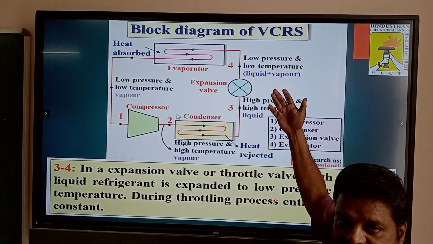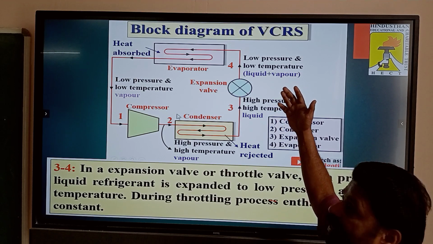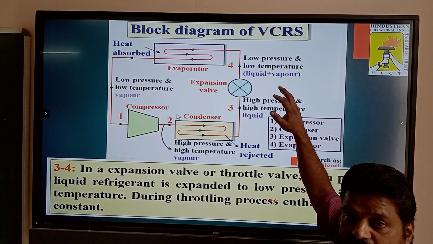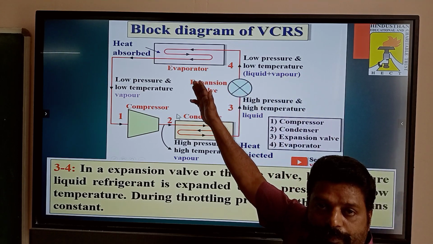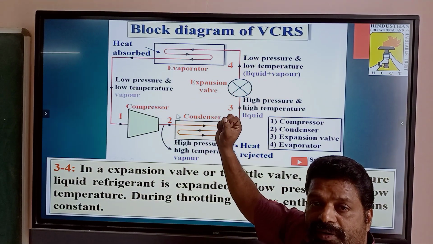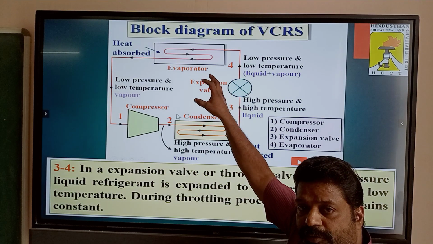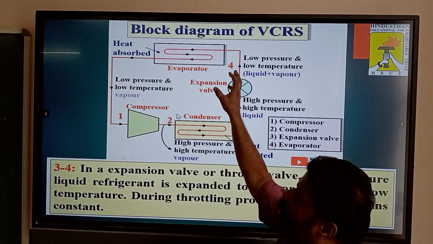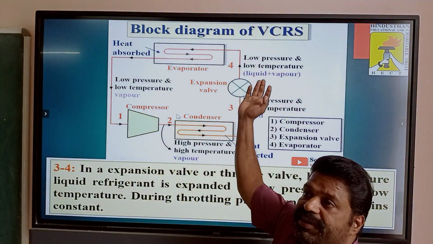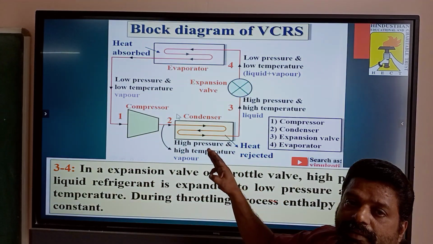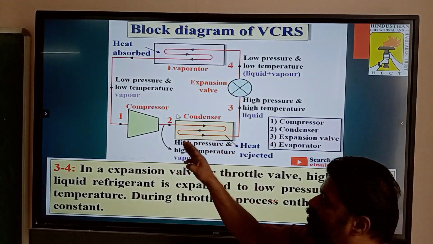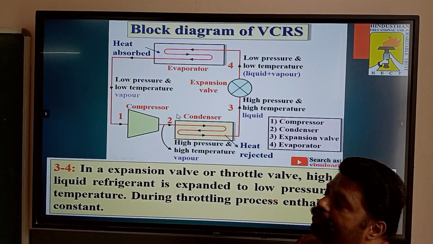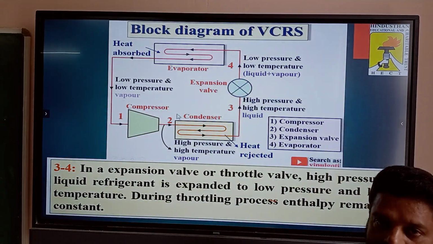The liquid passes to the expansion valve, and the low pressure, low temperature liquid comes out of the expansion valve. It passes to the evaporator, where the refrigerant absorbs heat from the required space or freezing compartment area. The liquid is converted to vapor and recirculated, and the process starts again. It is done cyclically. This is the working principle of the vapor compression refrigeration system, right?